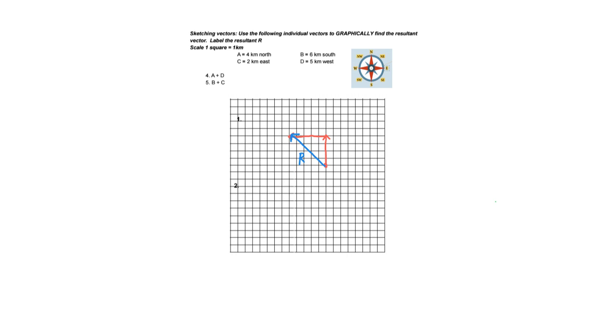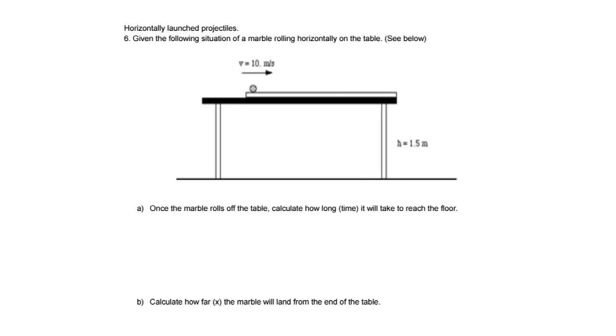All right, number 5, we're going to go B plus C. So we're going to go south and then east. So I'll start somewhere up here. 6 kilometers south, 1, 2, 3, 4, 5, 6. And then we're going 2 kilometers east, 1, 2. And then connect them up. That right there is your resultant for B plus C. All right, a few more word problems.